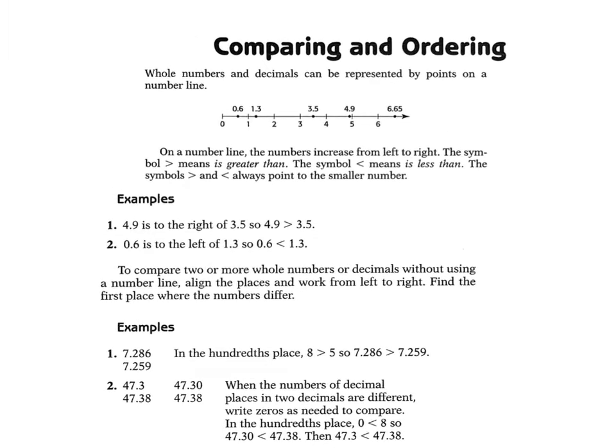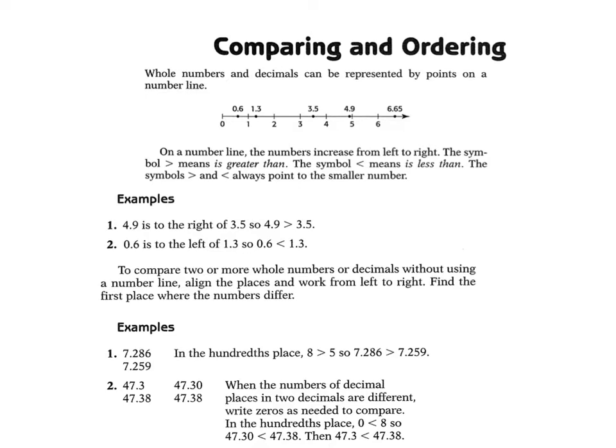When we compare and order numbers, we want to keep in mind what these numbers would be looking like or where they would be on a number line. You want to remember with a number line, anything to the left of 0 is negative, anything to the right of 0 is positive. However, you do have decimal values and fractional values in between whole numbers and in between negative integers. So with our first set of examples, it asks us if 4.9 is to the right of 3.5.